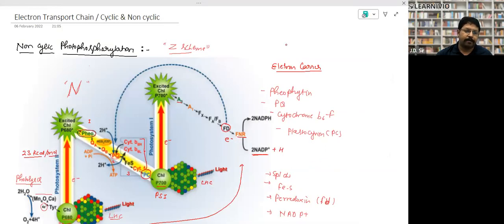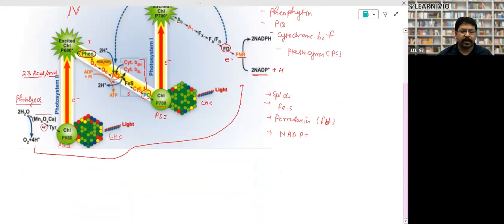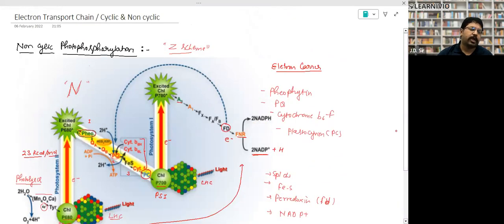Electron transport chain, right? This is the chain which helps in providing the energy. The electron transport chain can be of two types, cyclic and non-cyclic. In non-cyclic phosphorylation, this is called the Z-scheme. Right? Now, what is non-cyclic photophosphorylation? So, what is photophosphorylation?